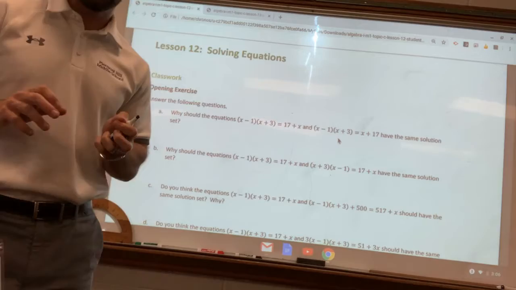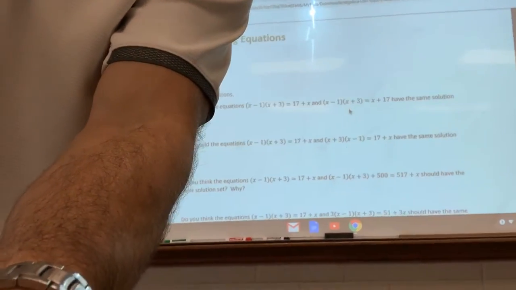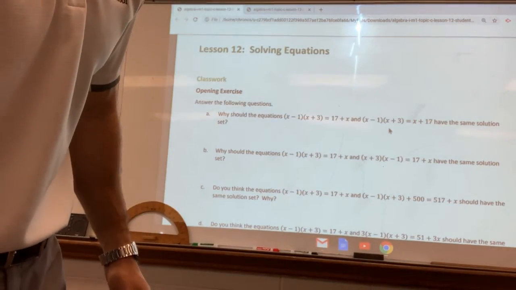Well, first off, we're crooked. And now we're not even in focus.